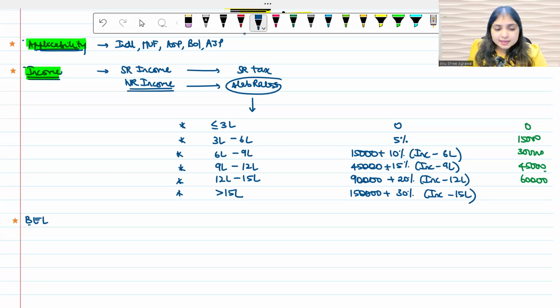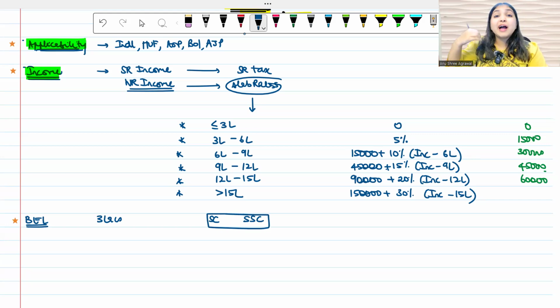See, what is the basic exemption limit under 115 BAC? It is 3 lakhs, right? What if your assessee is a senior citizen? What if your assessee is a super senior citizen? Do you have any special basic exemption limit? Do you have a higher basic exemption limit for senior citizens, super senior citizens? No. Even for senior citizen, even for super senior citizen, the slab rate does not change. The same slab rate, the same basic exemption limit will apply for senior citizen and super senior citizen also.